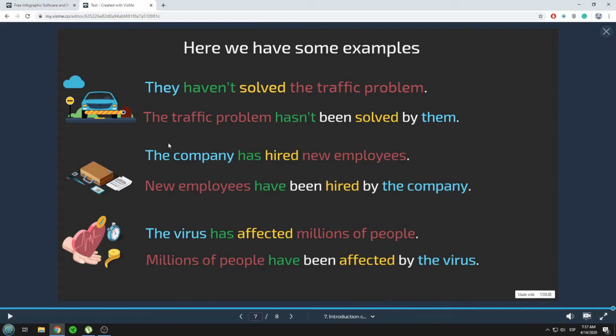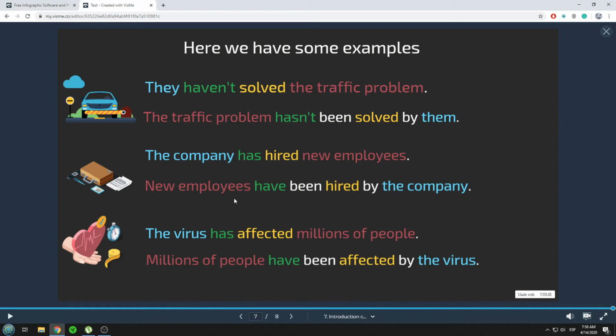Next example. The company has hired new employees. As always, this is the active sentence. This is my original subject. Then the auxiliary; the company is a thing, so we put has. Hired, the verb in past participle. New employees, this is the object. In my passive sentence, we put new employees, that is my new subject. It used to be my object, not anymore. In my passive sentence, the object is the subject.